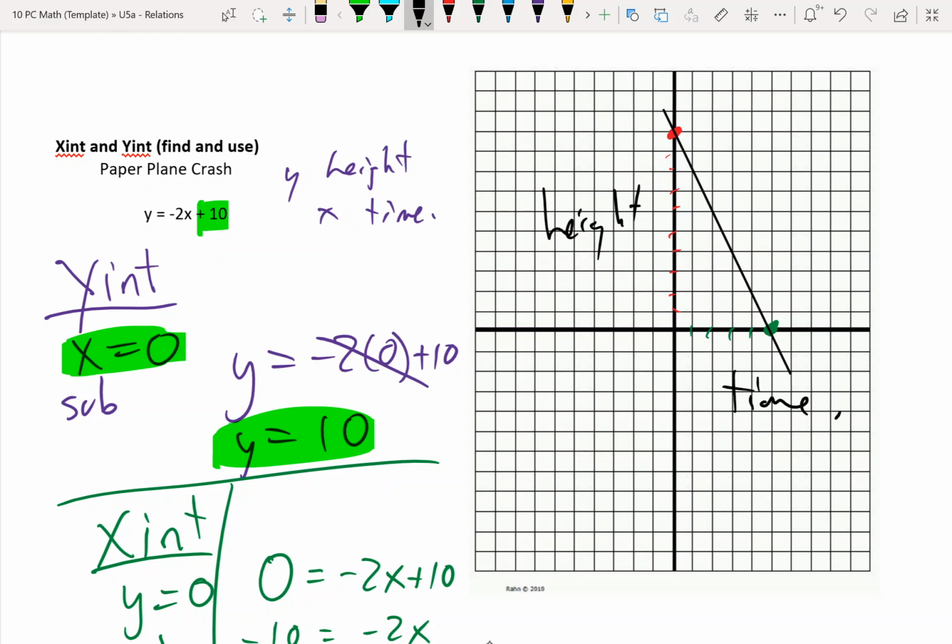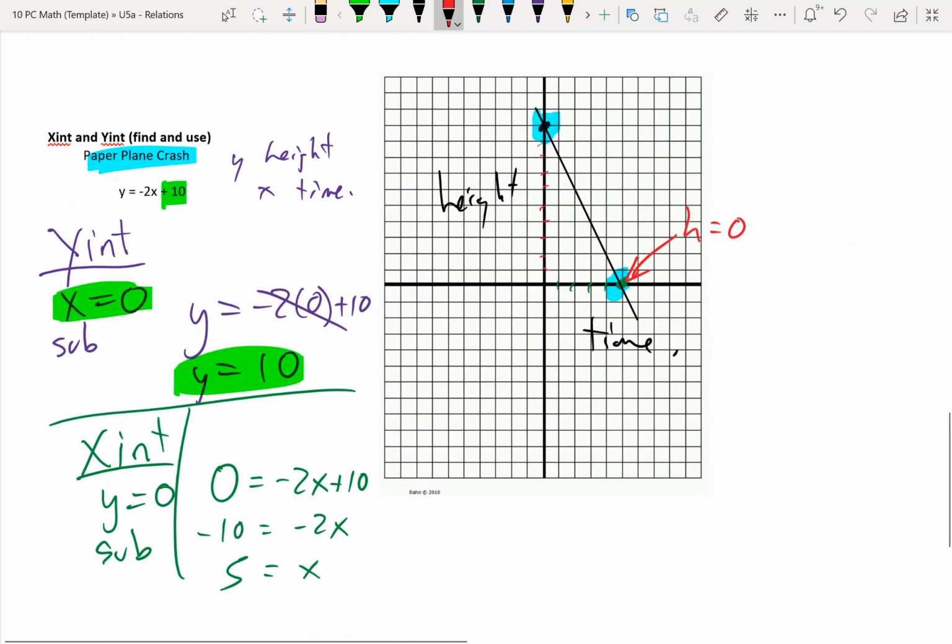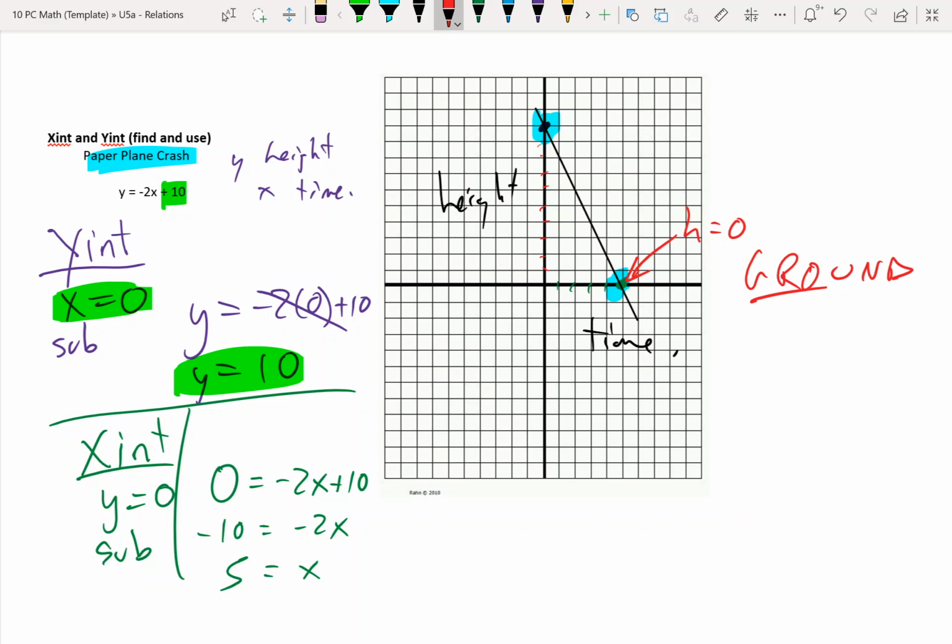Now, I want you to just think for a sec. What do these represent in the word problem? We have a paper plane and it's crashing. This represents when the height is 0, which if there's a paper plane crashing, is when it hits the ground. Not every word problem is about paper planes crashing, but the x and y-intercepts are usually special points in the graph. They have something that matters.